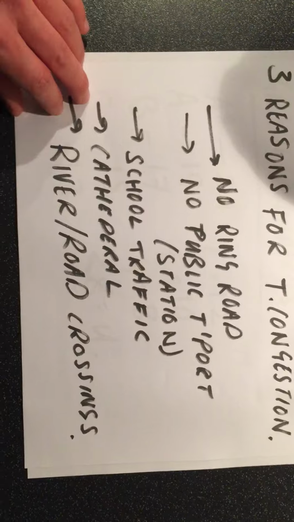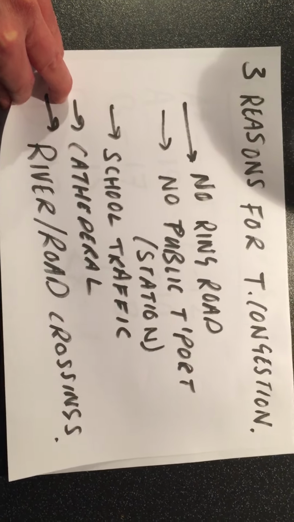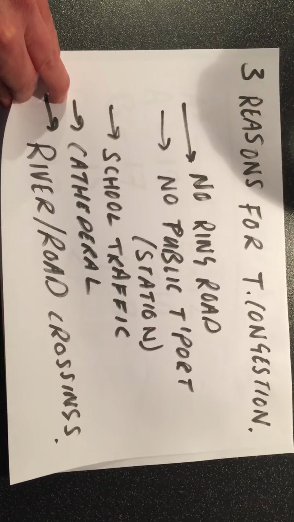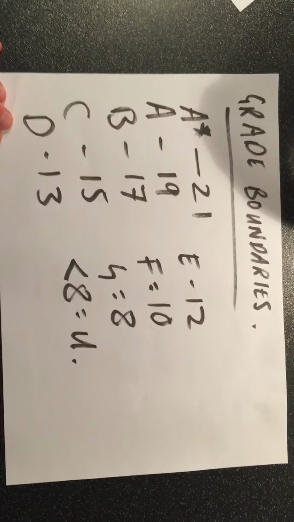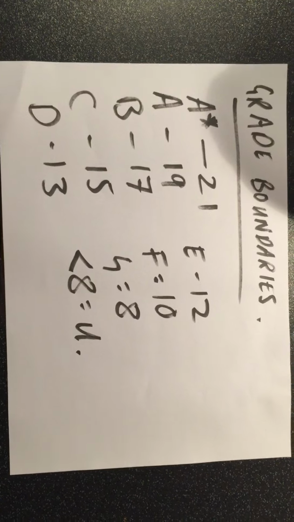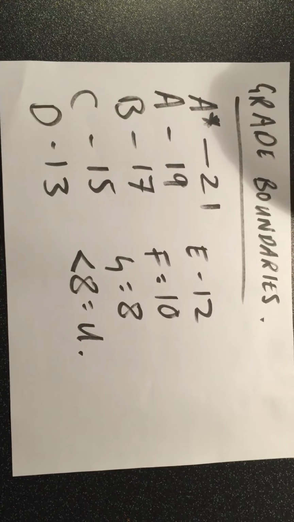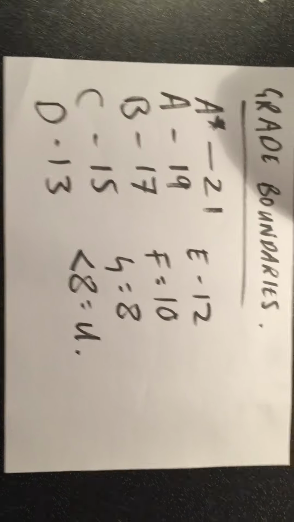Now, I told you not to write on your grade, and that's because I didn't think you would pay attention to this video and you'd just pay attention to the mark that you got. So the grade boundaries are as follows. You needed 21 marks for an A star, 19 for an A, 17 for a B, 15 for a C, 13 for a D, 12 for an E, 10 for an F, 8 for a G, and anything less than 8, I'm afraid, was a U.